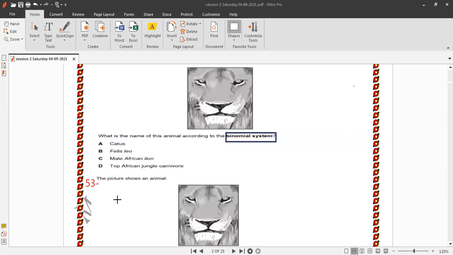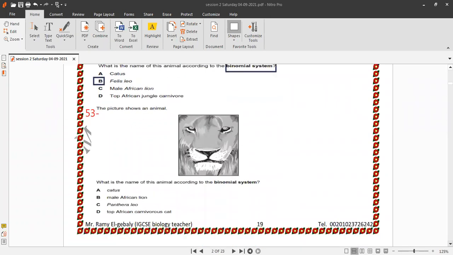It's C. C, male African lion. No, it's not. Scientific, it's B. Yes, B, scientific name for genus and species. Panthera leo. This is the scientific name of this animal. So the first part, genus, starts with capital letter and italic. The second part starts with lowercase letter and also italic. This is the scientific name according to binomial system.